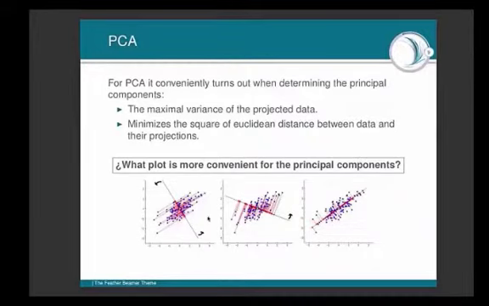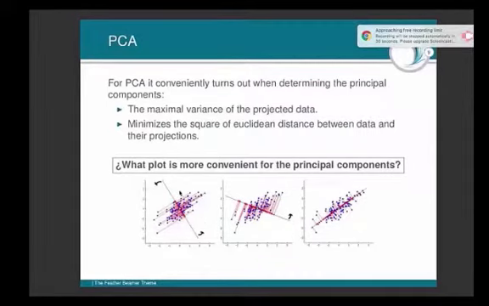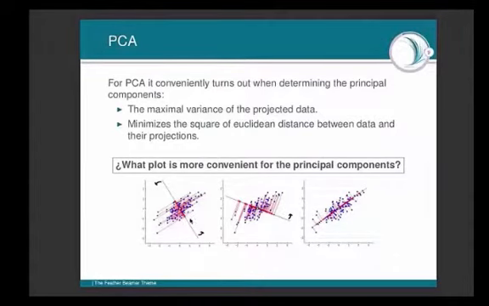Okay, if we plot the first principal component in this direction in the first graphic and in this direction in the second graphic, we have the highest distance between the data and their projection. In contrast, the third graphic is where we have the minimal distance between the data and the projection.